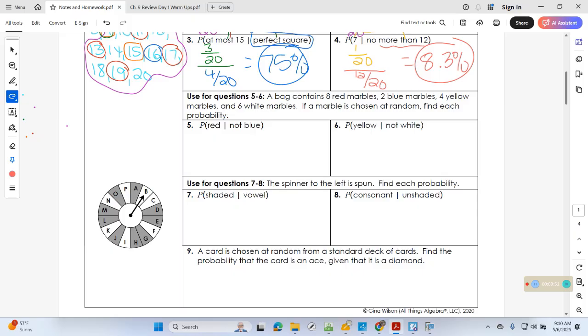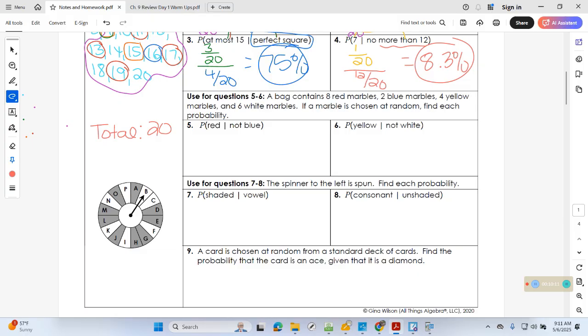Okay, we're going to do some marbles here. Of course, marbles, right? So a bag contains 8 red, 2 blue, 4 yellow, 6 white, chosen at random, find the probability. First thing I would probably do is, what's the total amount of marbles we have? 20. So add those all together, of course, and we can see we got our total of 20.